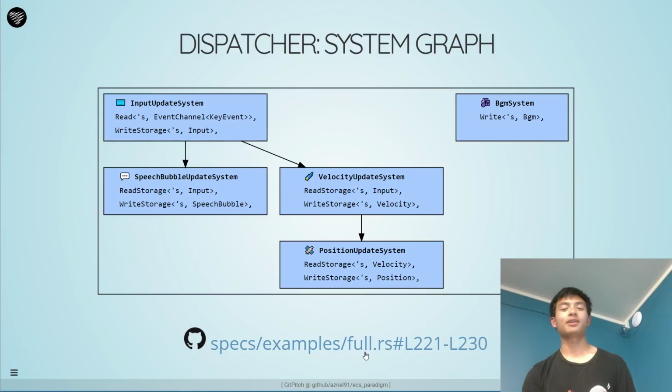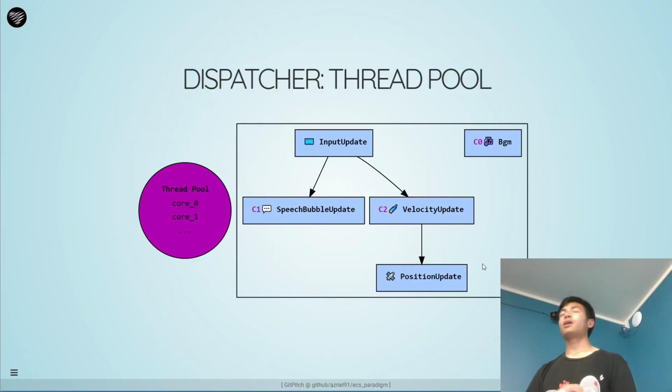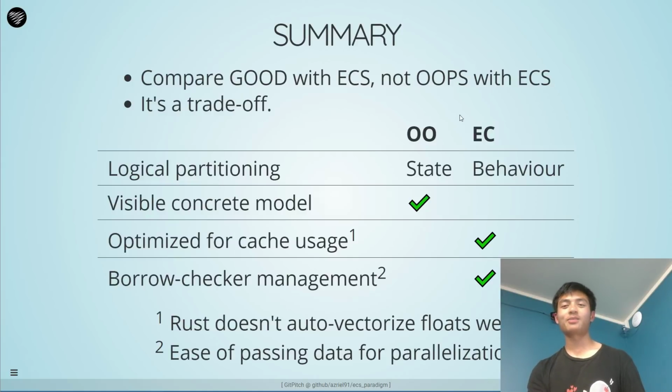Not exactly this, but a system graph. And the thread pool is the pool of worker threads. We use Rayon, which I think defaults to 1 thread per core on your computer. Cool. So I think that's our summary. This is a very short list.